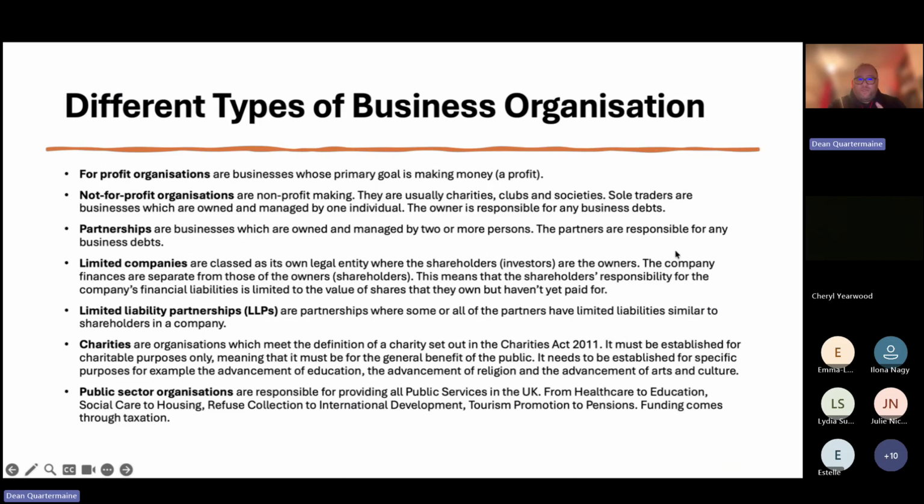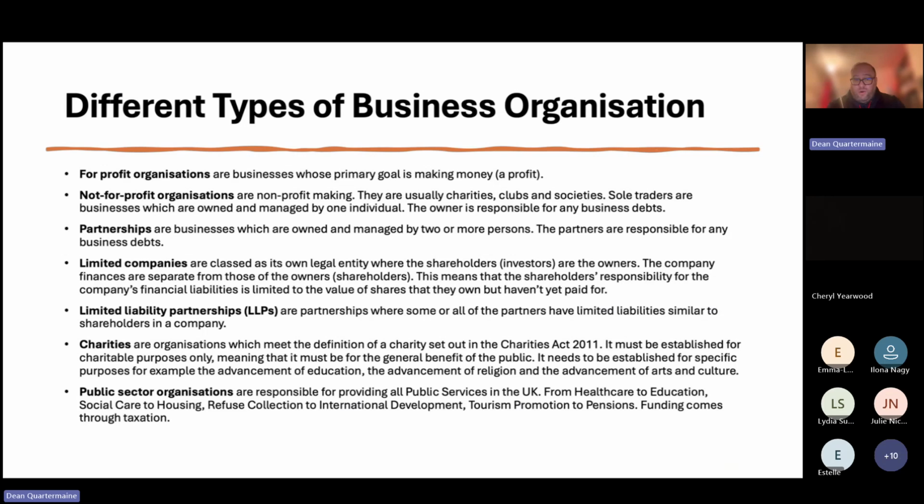That's sole traders. Sole traders are businesses owned and managed by one individual. The owners are responsible for all business debt. Partnerships are businesses owned and managed by two or more people. However, the partners are still responsible for business debt unless it's a limited liability partnership. Limited companies are classed as a separate legal entity. We have shareholders, who are the owners, and it's managed by directors. The company's finances are separate from those of the owners. Limited liability partnerships are the same as a partnership, but some or all of the partners have limited liability, similar to shareholders.